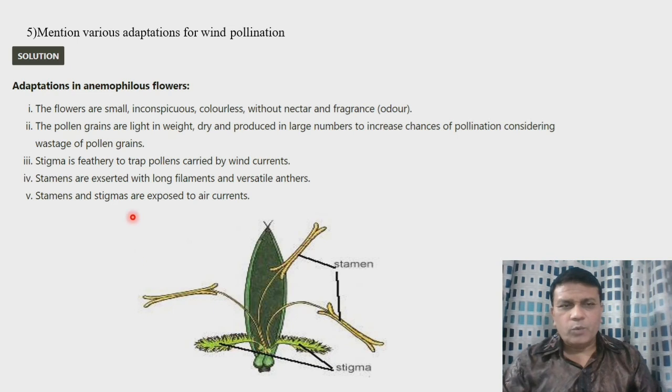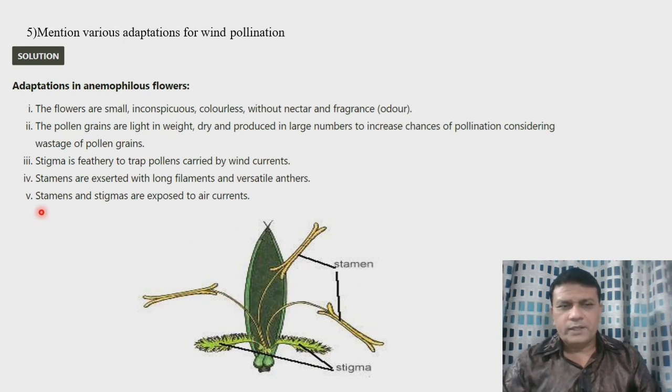Then the next point is regarding stamens. Stamens are exserted or they show long filaments and versatile anther. Now here we can see this anther is versatile. Versatile means it is a movable anther. Such type of movable anther is loosely attached to the connective. Hence, such type of anther is called as versatile anther.